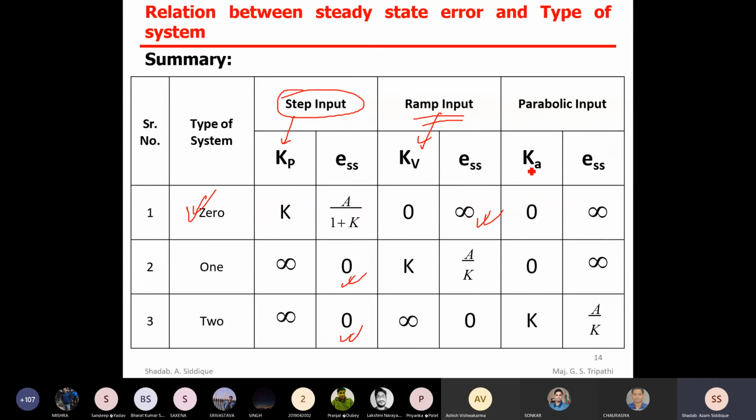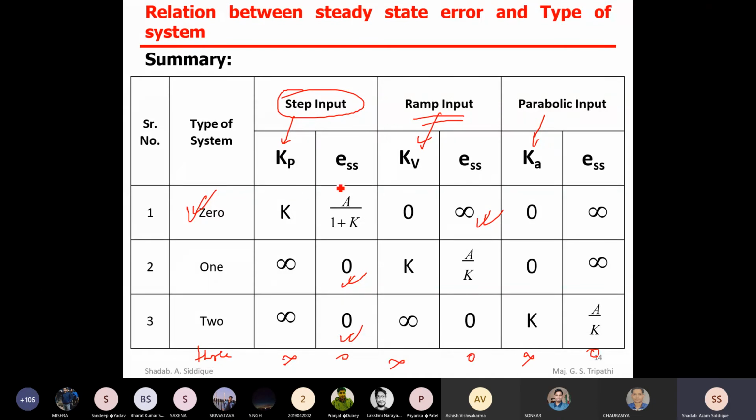Parabolic input, Ka for type 0 system, it will be 0, and ess will be infinite. Again, type 1 system, it will be 0, it will be infinite, and for type 2 system, Ka will be K, and it will be A by K. And for higher order system, this will be infinity, and this will be 0. Again, this will be infinity, and this will be 0. Again, this will be infinity, this will be 0 for type 3 system. Okay, I hope you are clear.